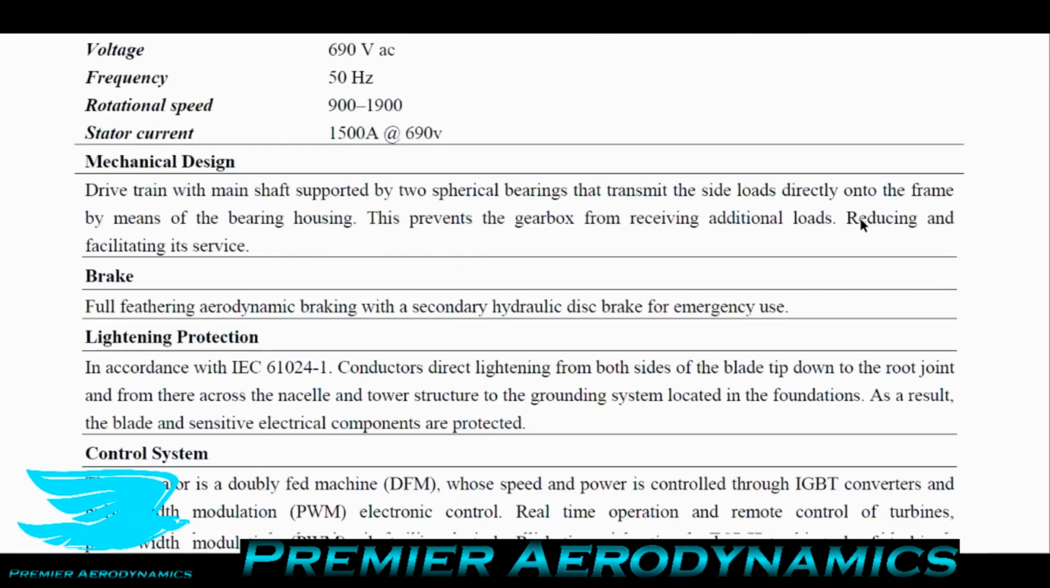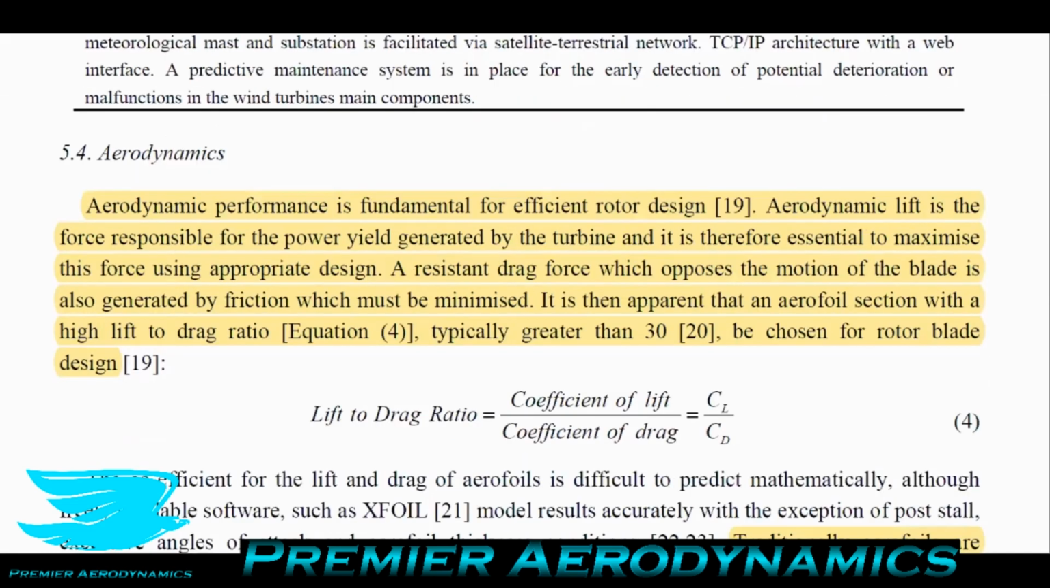So let's move on. Let's talk about the aerodynamics. This will be the last section we talk about for this podcast, and we move on to the other sections in the next podcast. So aerodynamic performance is fundamental for efficient rotor design. Aerodynamic lift is the force responsible for the power yield generated by modern turbines. Obviously, you can have drag-based turbines, but in modern days, we use lift-based turbines because they're far more efficient.